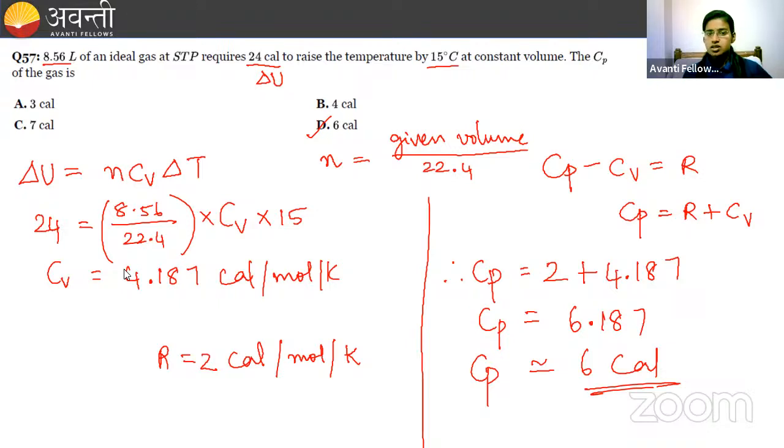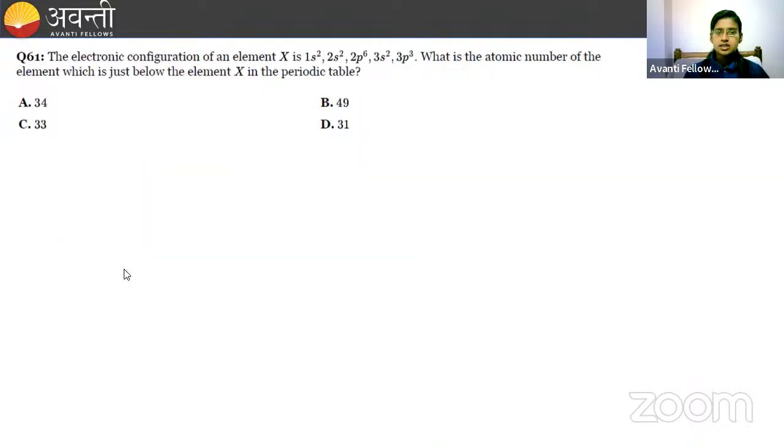To find out the term CV, we are using the formula delta U is equal to nCV delta T. And from that, we are taking out the value of CP. CP is nothing but the heat capacity at constant pressure. So, moving on to the next.